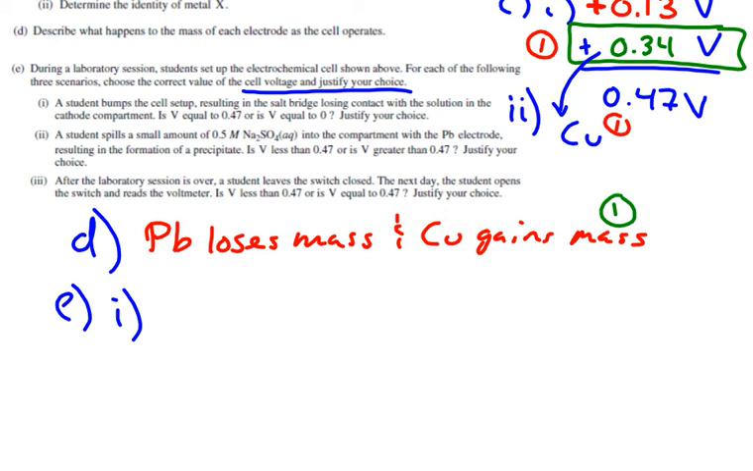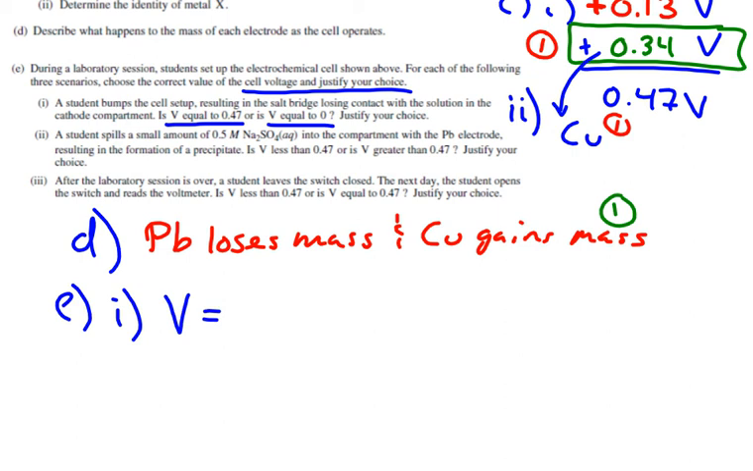All right, a student bumps the cell setup, resulting in the salt bridge losing contact with the solution in the cathode compartment. Is the voltage equal to 0.47 or equal to 0? So the salt bridge basically falls off. What happens? You only have 2 choices. So first off, the voltage equals, what do you think?